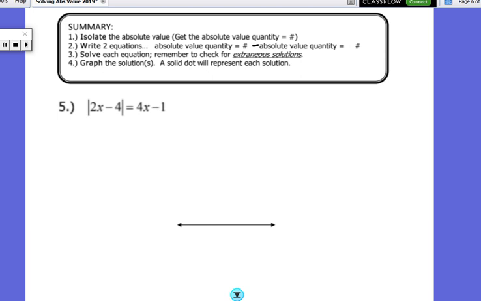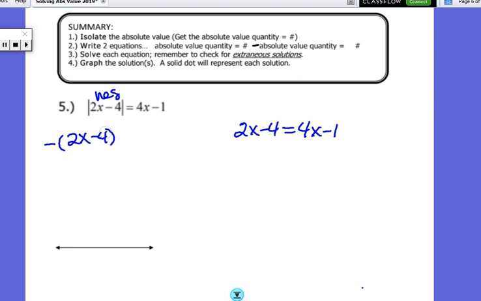Alright, let's look at one more. This is the one that's going to have the most arithmetic in it, most algebra in it. Here again I'm already isolated, so I'm up to breaking them into 2 equations. So I'm going to leave it alone: 2x minus 4 equals 4x minus 1. Then remember I need to make this negative, so the opposite of 2x minus 4 is equal to 4x minus 1.